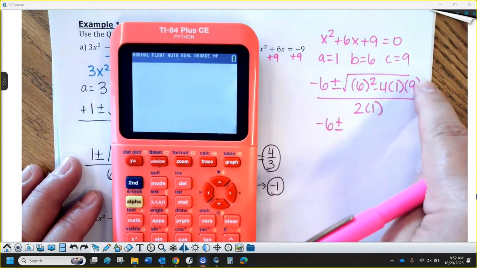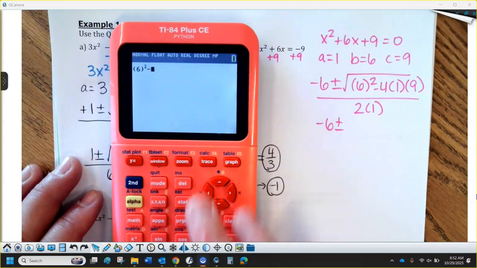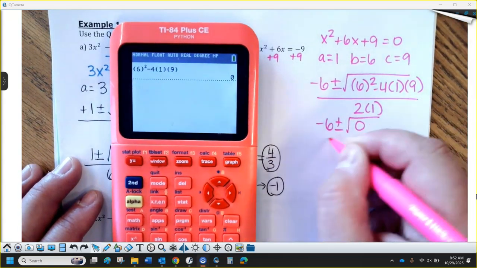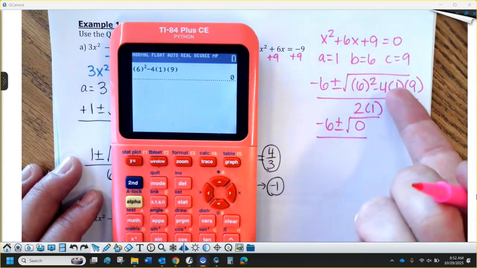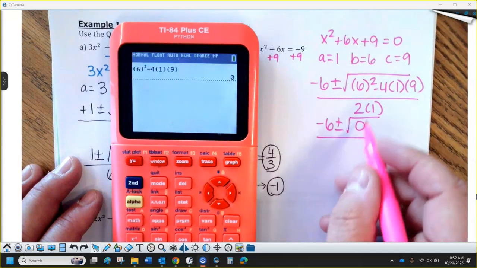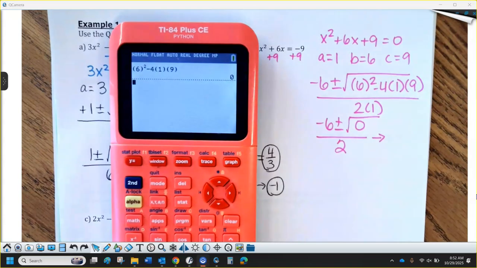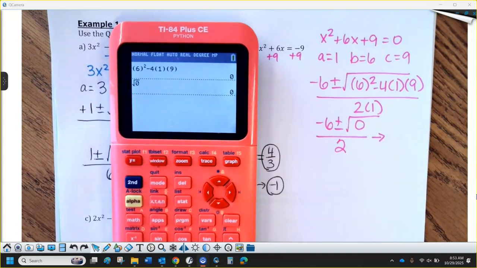I'm going to simplify what's under this square root. So I'm not typing the square root, I'm just typing what I wrote underneath it. So I have 6 squared minus 4 times 1 times 9, and that is 36 minus 36. 6 squared is 36. 4 times 1 is 4, times 9 is also 36. So I'm going to get 0 under the square root here. What is the square root of 0? 0. If you do the square root of 0, it's just 0.